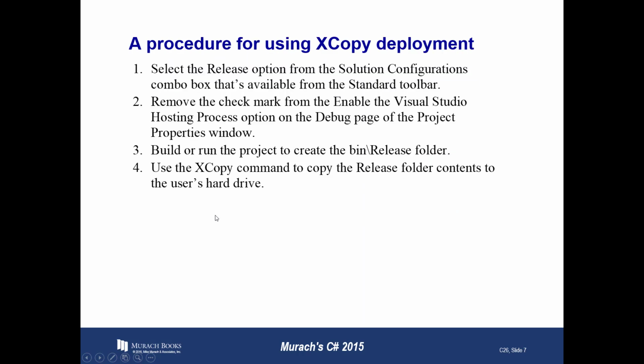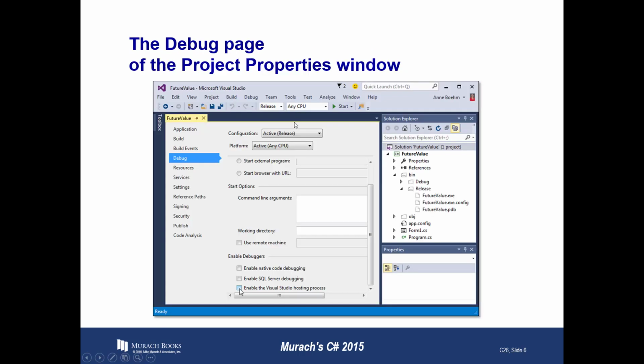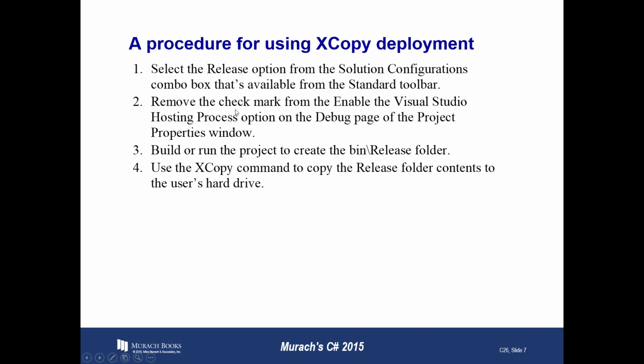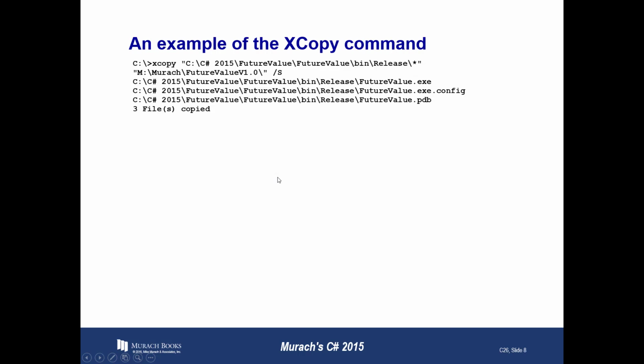So they show you this 4-step procedure for using XCOPY. Set the release option from the solution configurations. Remove the check mark from the Enable Visual Studio Hosting Process option. Build or run the project to create a bin release, and use XCOPY to copy the release folder contents to the hard drive.